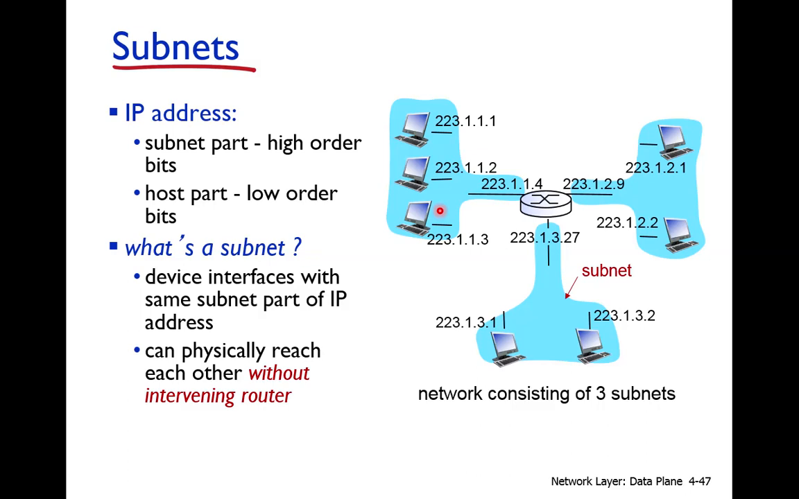Okay, so this network consists of three subnets. First subnet is this one, second subnet is this one, and third is this one. In a subnet, you can move from one interface to another interface without passing through the router. And if you want to move from one subnet to another subnet, then you have to pass through the router, for now.